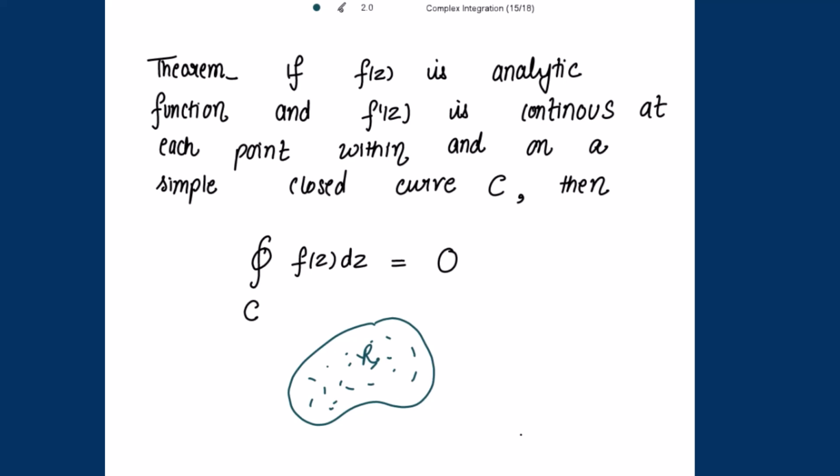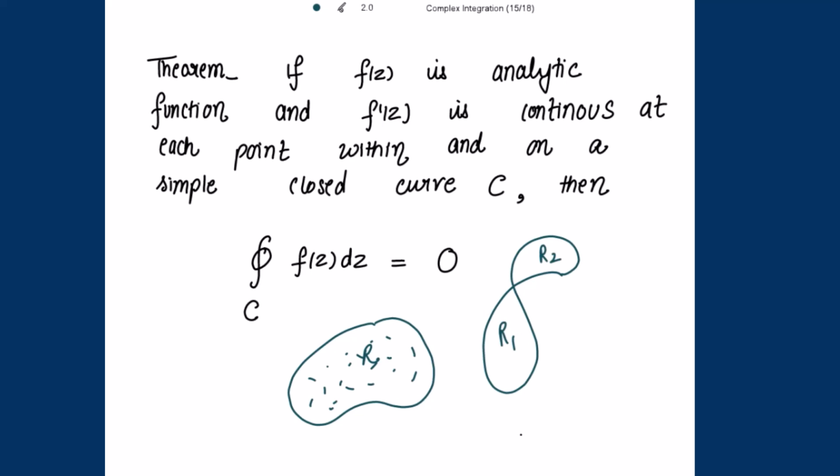And which curve is not simple? Suppose the curve crosses itself, that is not a simple closed curve, right? Now in this curve, look, we have two regions coming, R1 and R2, right? So such a curve is not a simple closed curve.